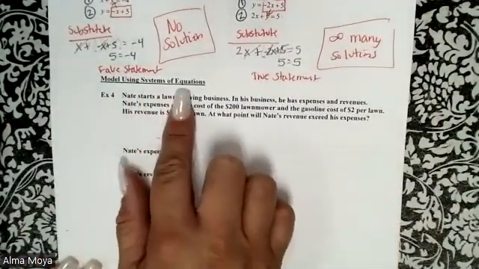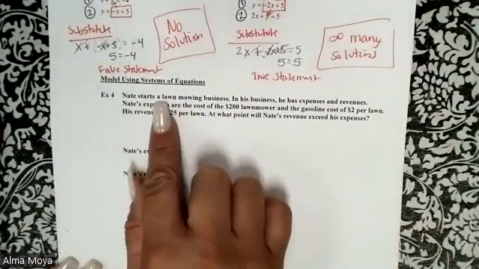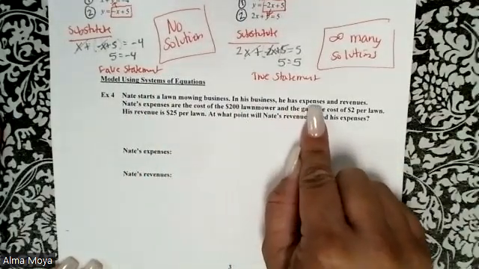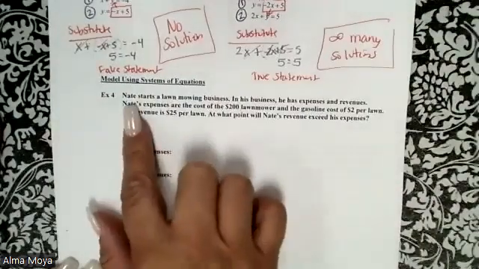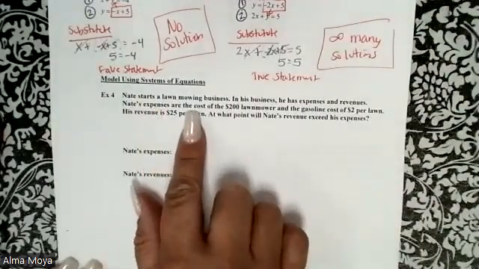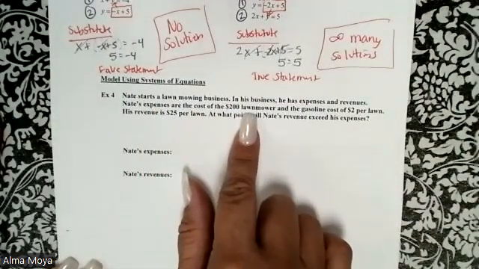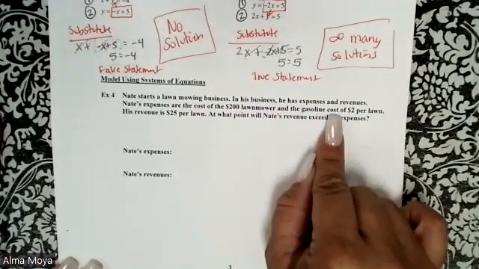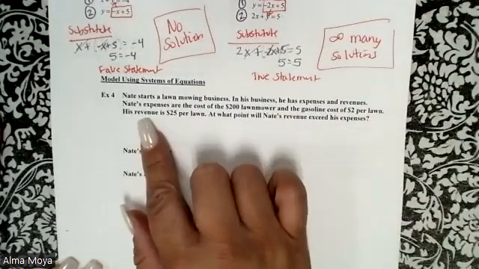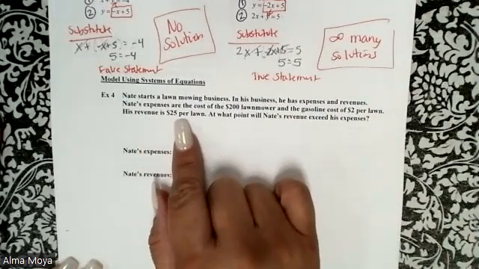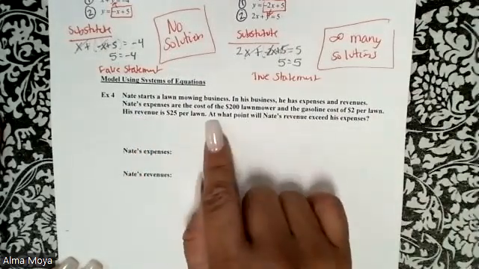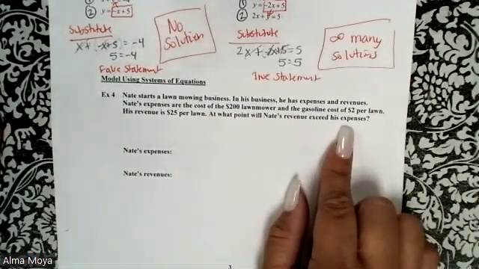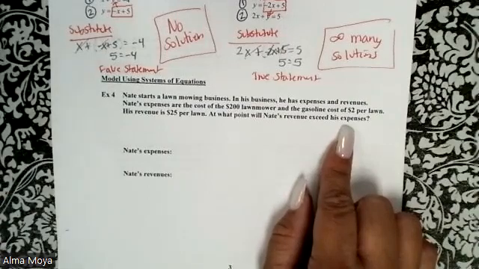Model using system of equations. Nate starts a lawn mowing business. In his business, he has expenses and revenues. Nate's expenses are the cost of the $200 lawnmower. So this is how much he's spending. And the gasoline costs $2 per lawn. His revenue is $25 per lawn. So that's his profit. At what point will Nate's revenue exceed his expenses? So basically, when is he going to start making money?